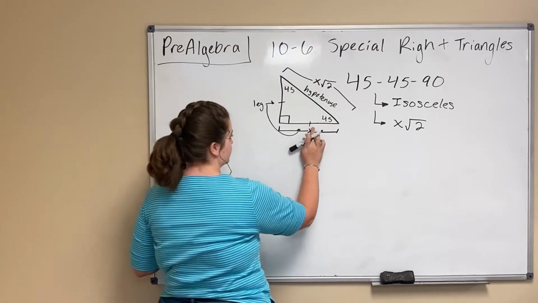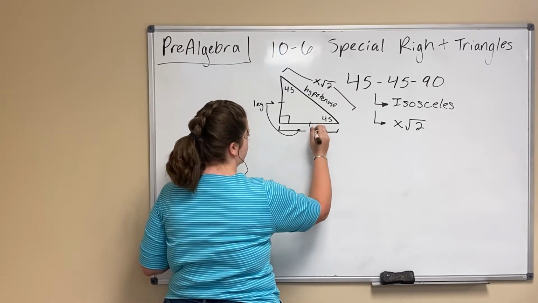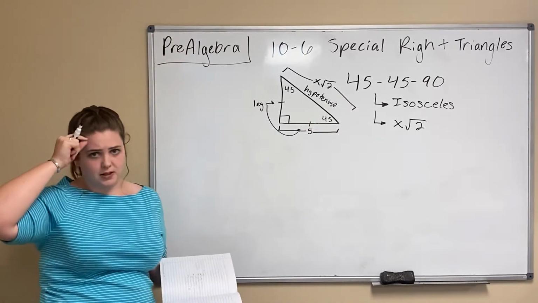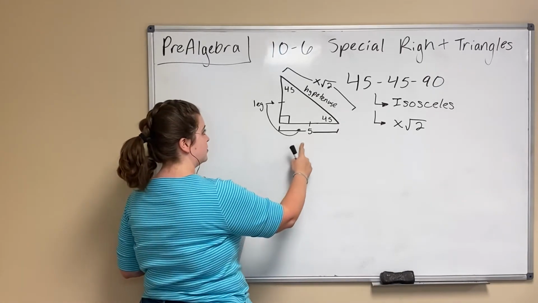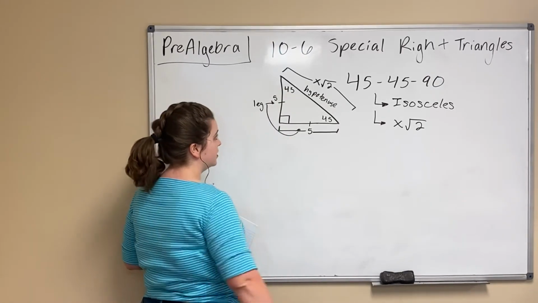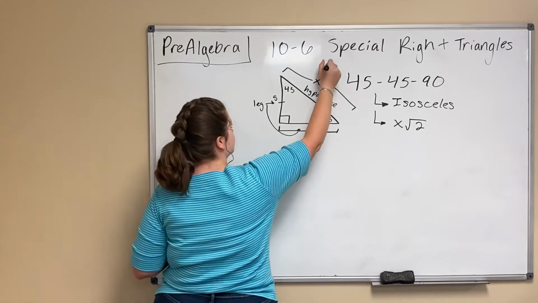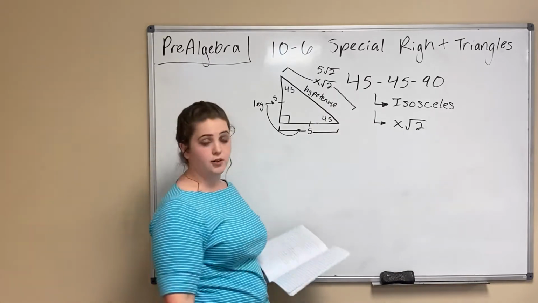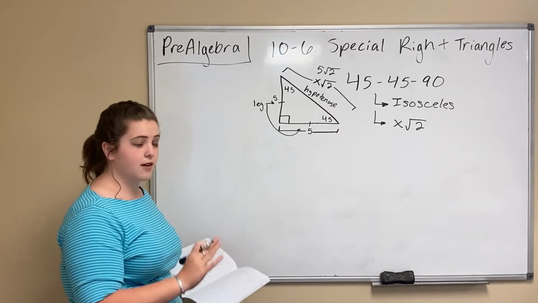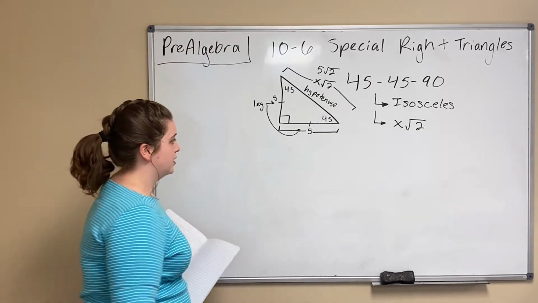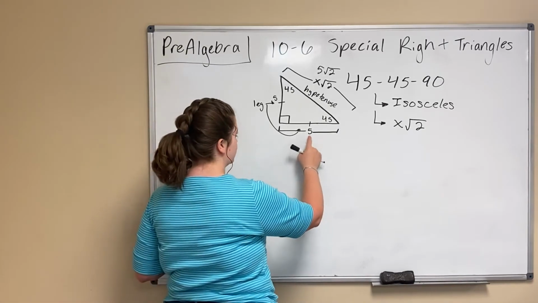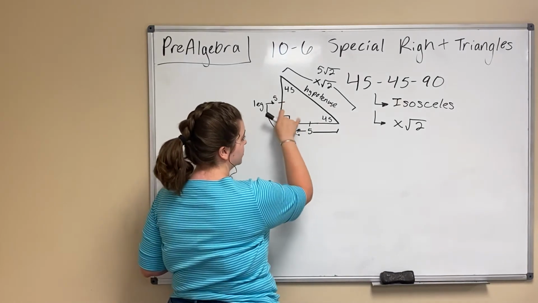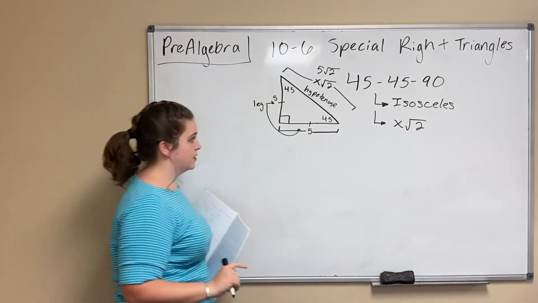If I told you that this side measures 5, and I asked you to find the other two sides, you should automatically go in your head, well, if this one's 5, then this one has to be 5. And then to figure out this one, I just do 5 times the square root of 2. And you're done. So that's with a 45, 45, 90 triangle. If you're given one of these sides, you should be able to find out the others, as long as you can see that it has a 45 degrees, a 45, and a 90.